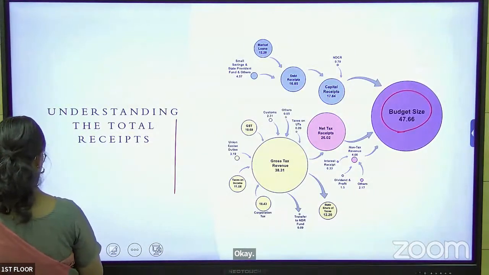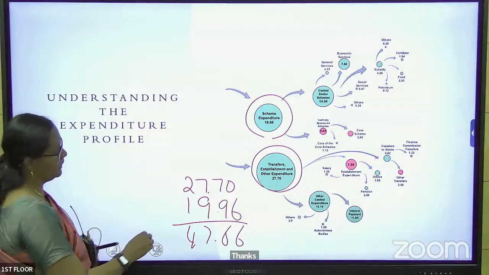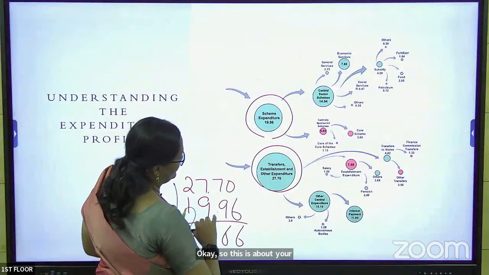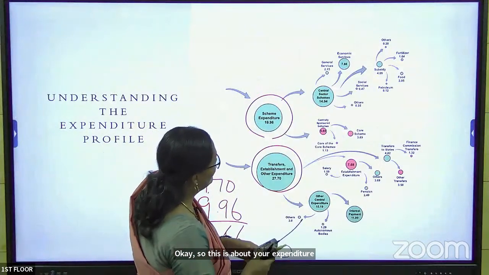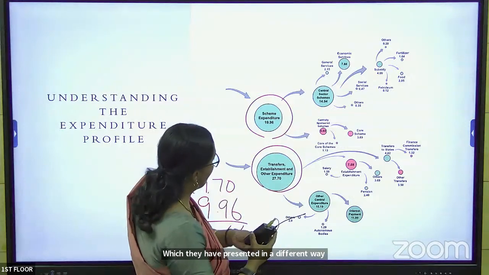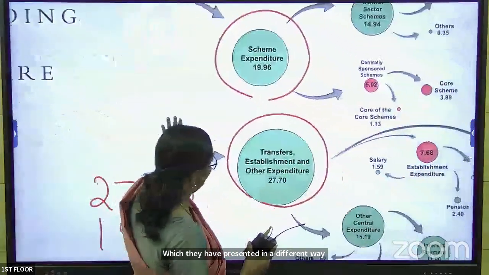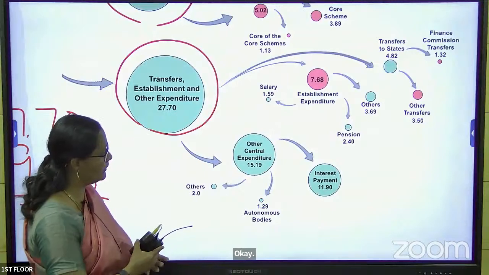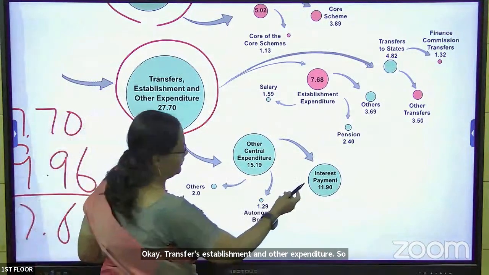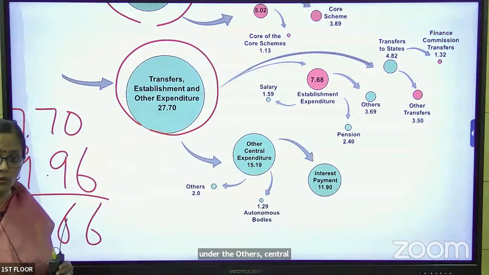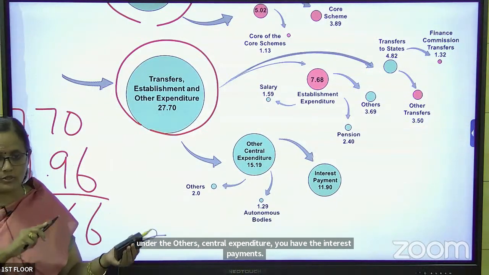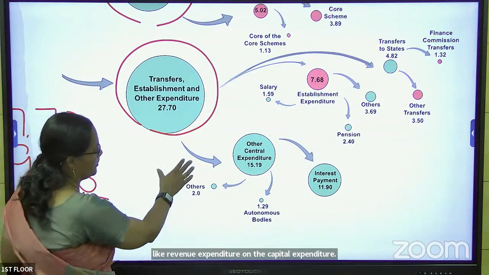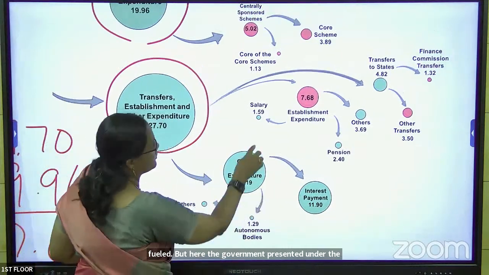Next is, okay, so this is about your expenditure, which they have presented in a different way. Transfers, establishment and other expenditure. So under the other central expenditure, you have the interest payments. The way you would have studied in the class would be like revenue expenditure and capital expenditure. Those are the two major ways we have always been tuned to. But here the government presented, under the other central expenditure, the interest payments.